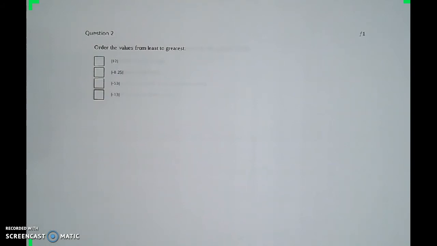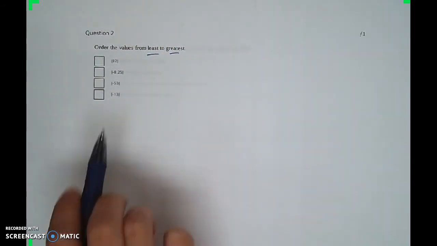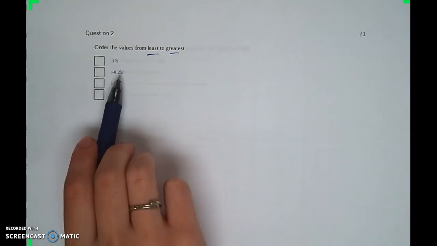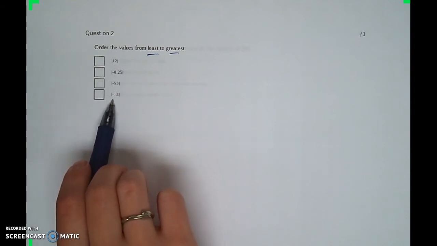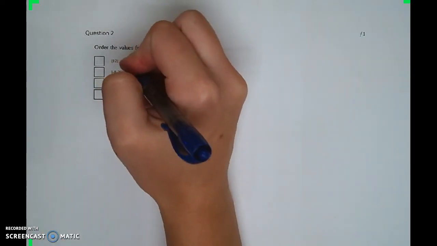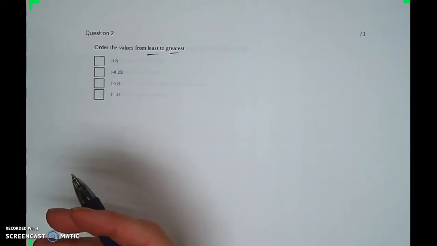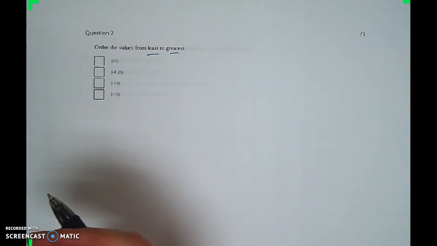Question 2 says order the values from least to greatest. Now we need to really pay attention to the order there, least to greatest. Remember, when you have these straight up and down lines on either side, that means we're talking about the absolute value of those numbers. So that means we're essentially getting rid of the negative, or finding the distance the number is away from 0.